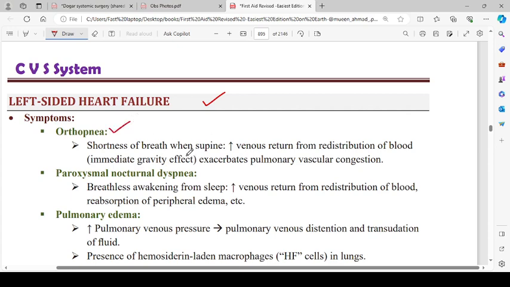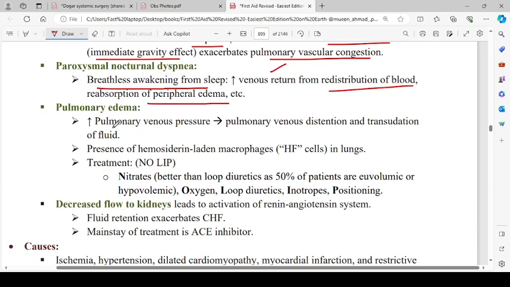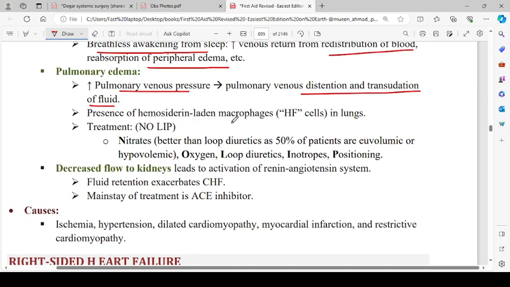Orthopnea is shortness of breath when supine, with increased venous return from redistribution of blood, and the immediate gravity effect exacerbates the pulmonary vascular congestion. Paroxysmal nocturnal dyspnea is breathless awakening from sleep, that is increased venous return from redistribution of blood, reabsorption of peripheral edema, etc. So this is paroxysmal nocturnal dyspnea because the heart is not pumping it, so it is accumulating in the lungs, and that is causing nocturnal dyspnea. Then pulmonary edema: increased pulmonary venous return, pulmonary venous distension, and transudation of fluid. Presence of hemosiderin laden macrophages, that is heart failure cells in the lungs, and treatment is NOLIP, that is nitrates, better than loop diuretics as 50% of the patients are euvolemic or hypovolemic. Oxygen, loop diuretics, inotropes, and positioning.